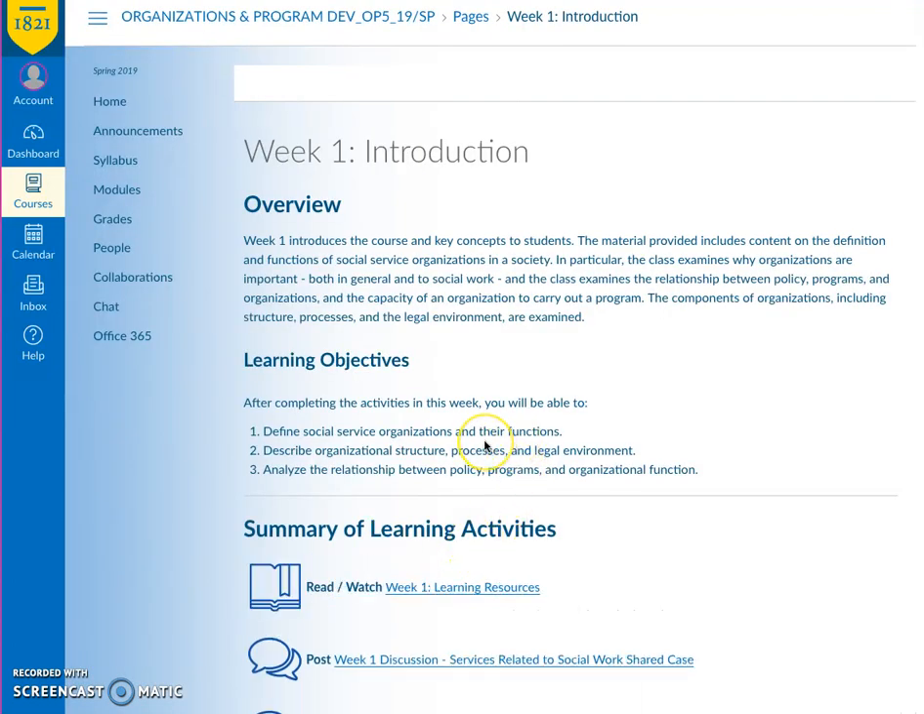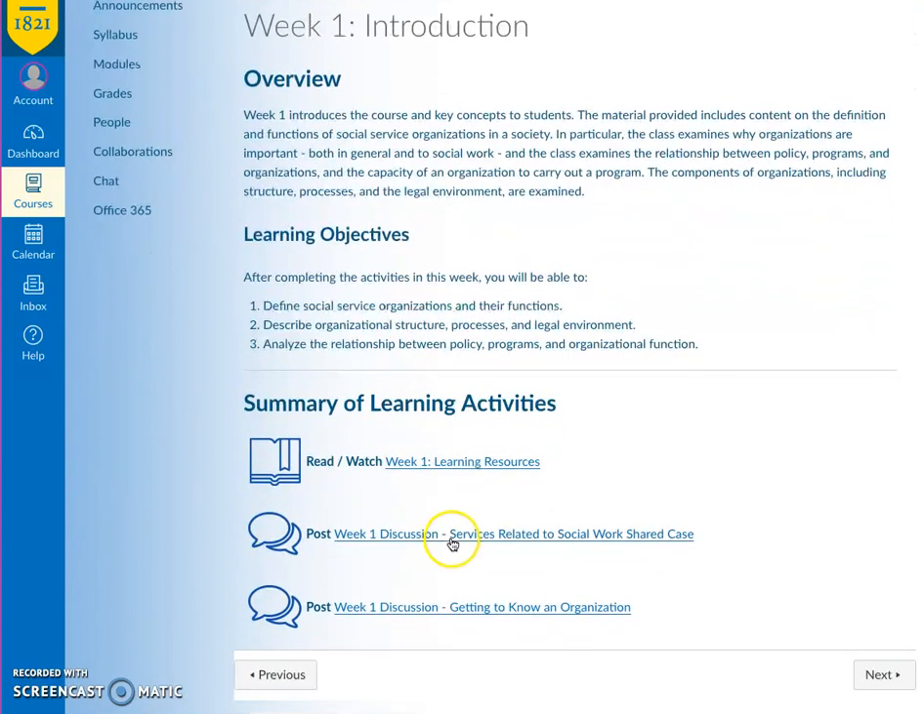Here you will see the learning objectives for the week as well as links to the two discussion forum posts that you are expected to complete for this class. So let's start by looking at the readings and resources for this week.